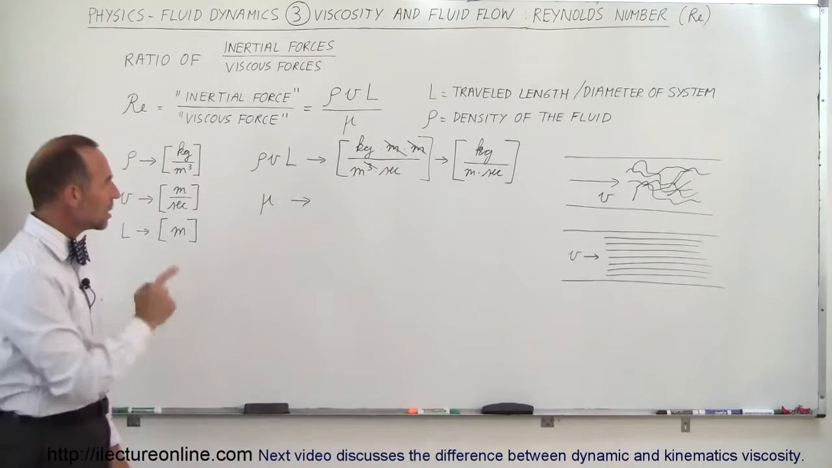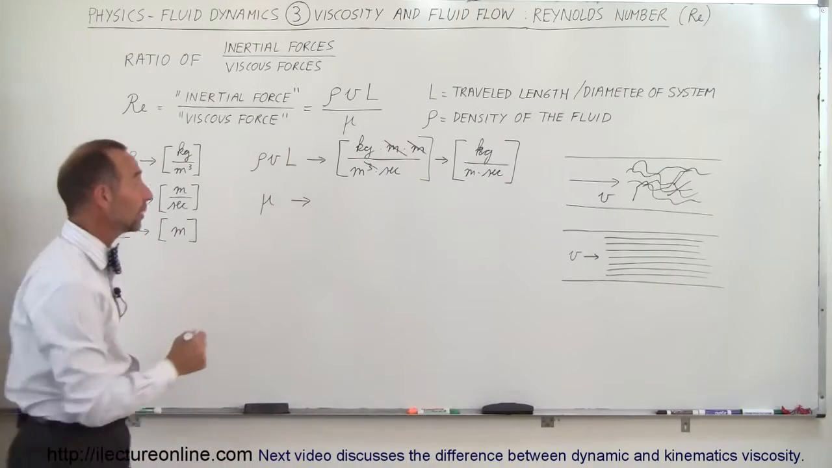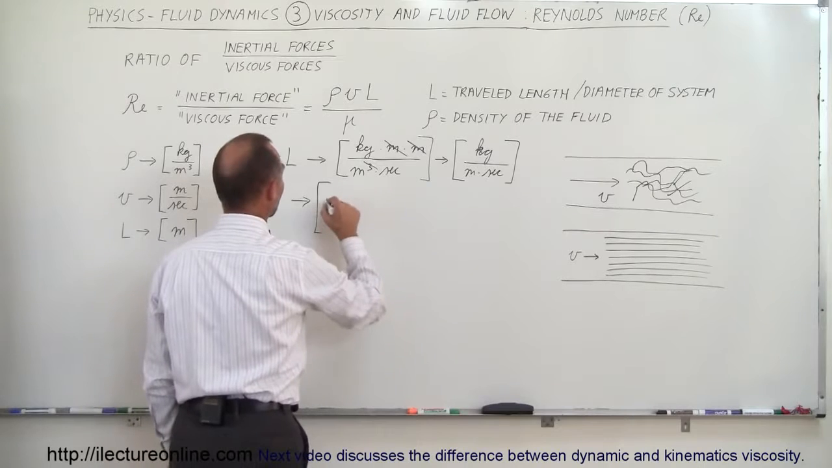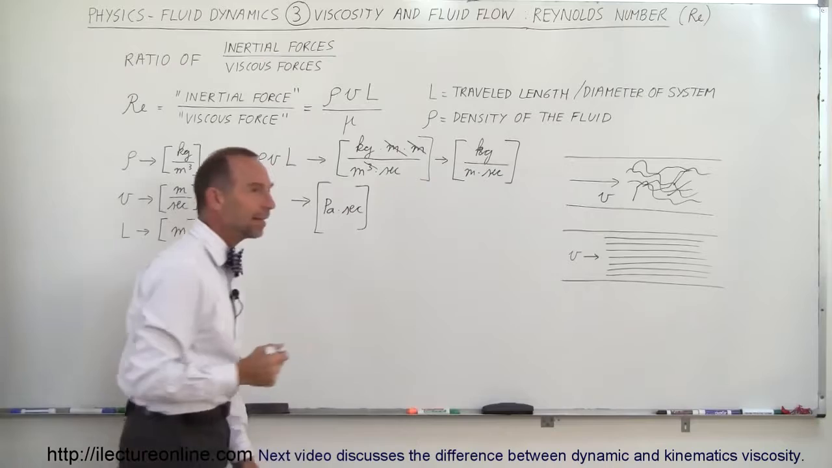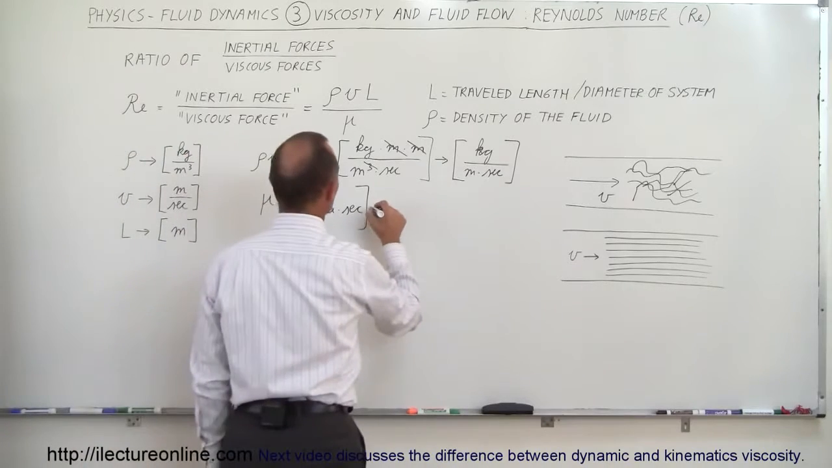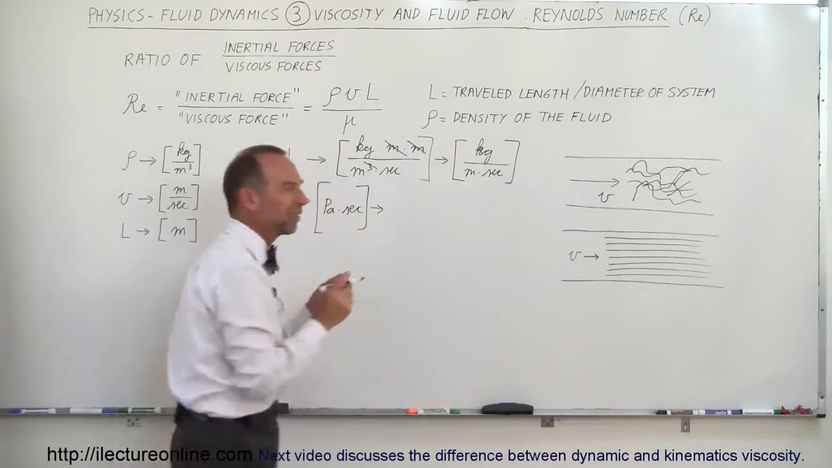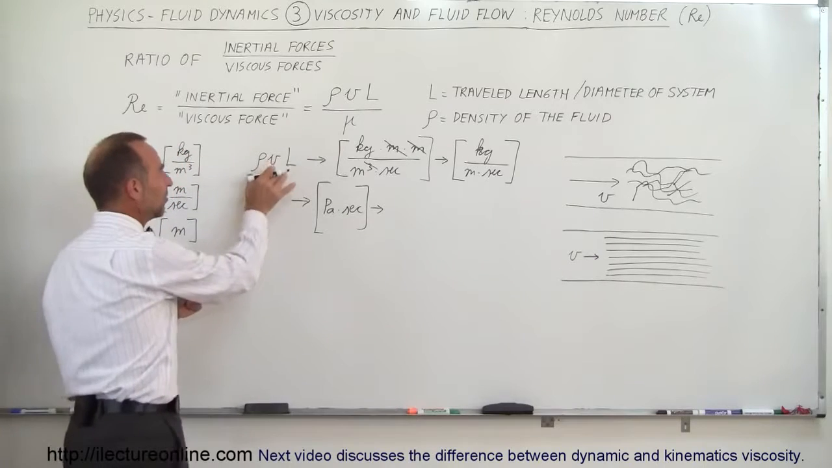Okay, now what are the units for the coefficient of viscosity? Well, it turns out the units are pascals times seconds. And of course, a pascal is a Newton per square meter, so this can be written as, and notice I use arrows because I don't like to use equal signs. Obviously, this is not equal to that.